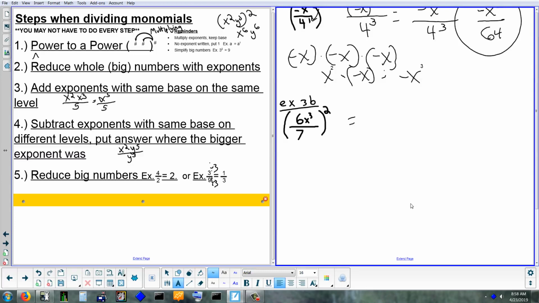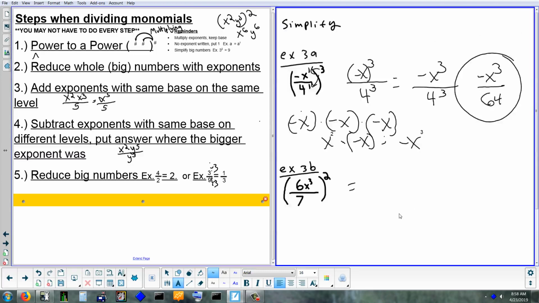How many things on that top level, or the numerator, how many things am I applying that second power to? What do you think, Nicole? 2. Okay. Even though there's not an exponent written with that 6, what's there? 1. Any variable or any letter or any number is always written to the first power.